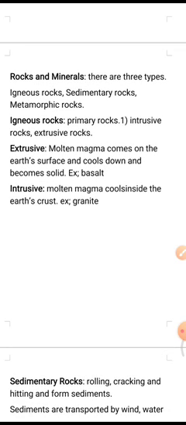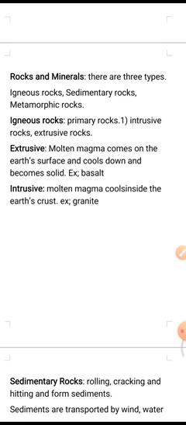Now, types of rocks. There are three major types of rocks. The first one is igneous rocks, the second one is sedimentary rocks, and the third one is metamorphic rocks. Let us see one by one. First one is igneous rocks. When the molten magma cools, it becomes solid. Rocks formed in such a way are called igneous rocks.